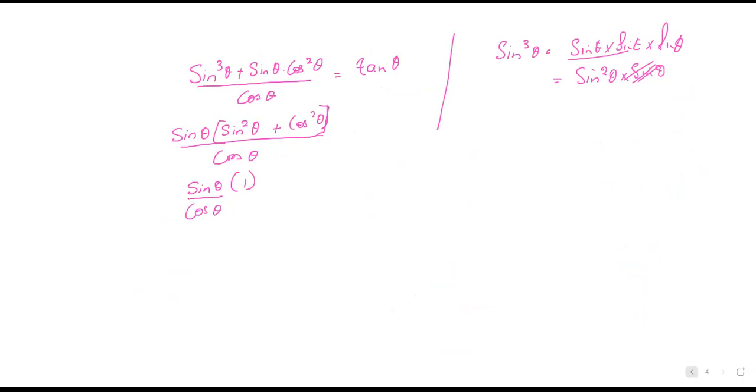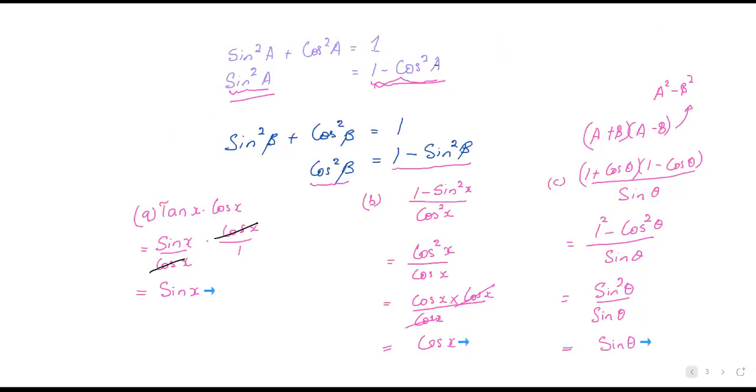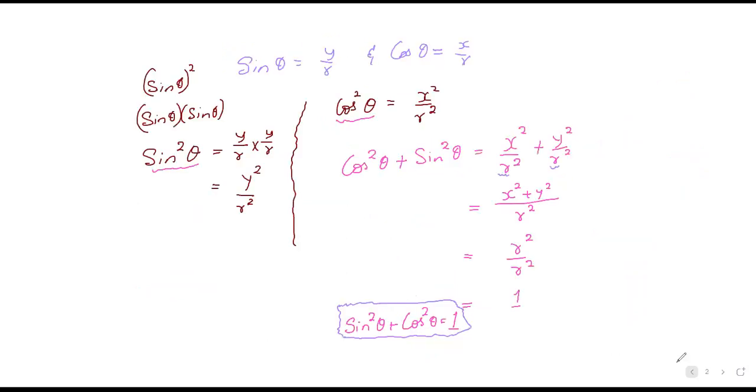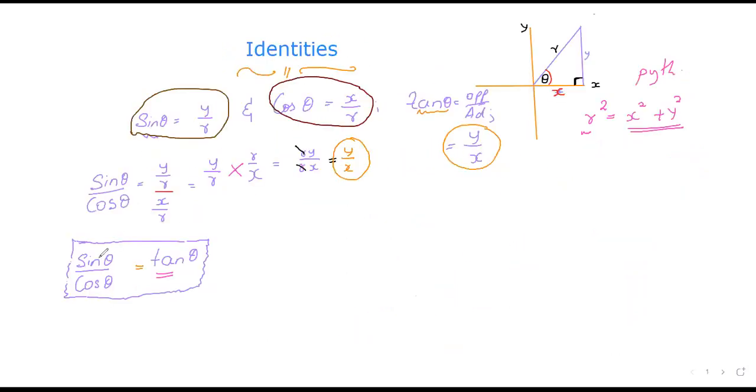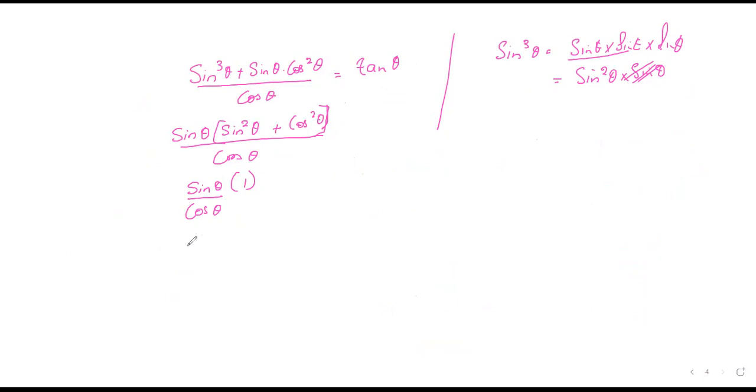Going back to our initial identity, we have sine theta over the cos of theta equal to a tangent of theta. Therefore, this is a tangent of theta. We can be happy that the left-hand side is equal to the right-hand side.